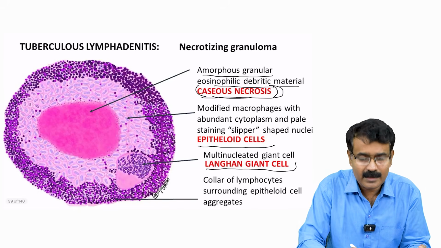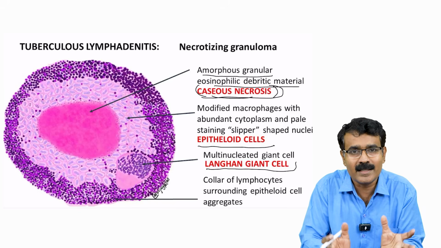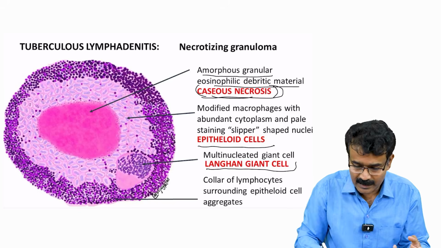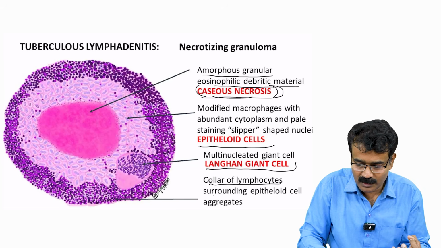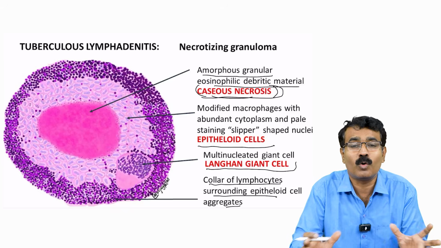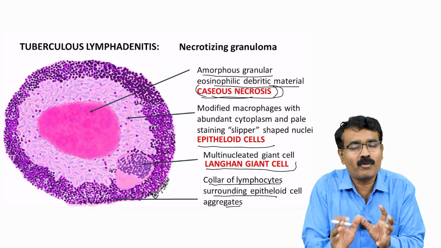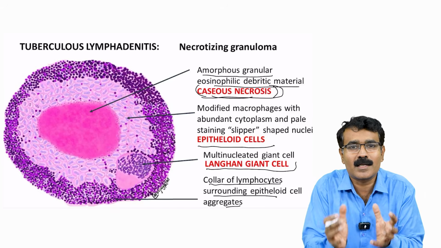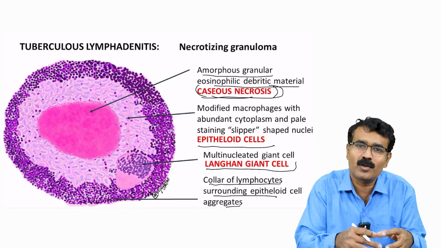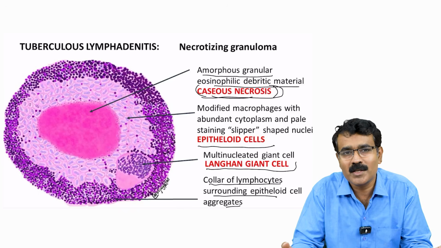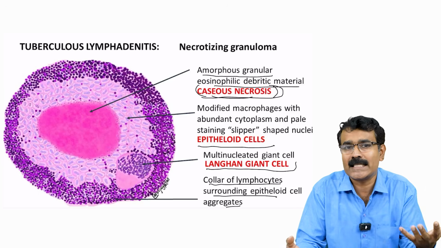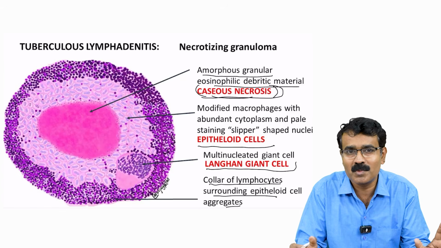Around the collection of histiocytes and the giant cells is a cuff of lymphocytes and plasma cells. So you find a collar of lymphocytes surrounding these epithelioid cell aggregates, and this whole thing is called a granuloma. Basically, a granuloma is a collection of modified macrophages, that is all. These granulomas may or may not have necrosis. Classically in tuberculosis, you will have necrotic granulomas, and that necrosis, grossly, is caseous necrosis. So that's all about tuberculous lymphadenitis.